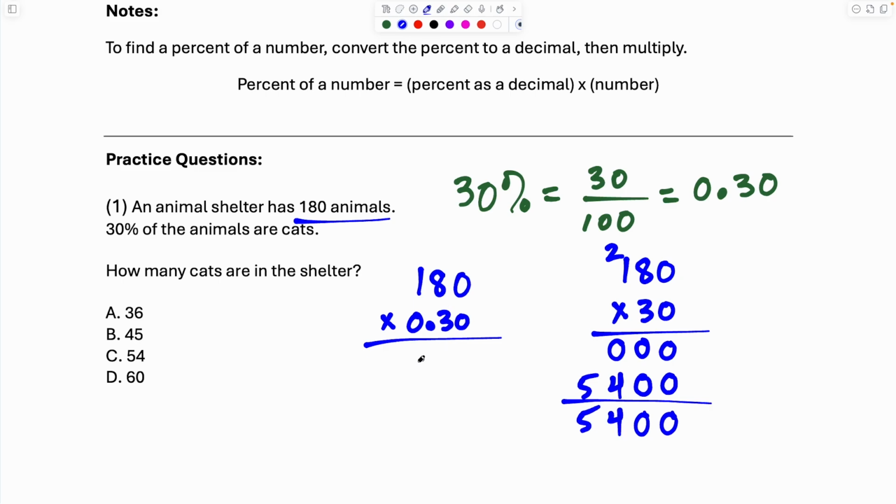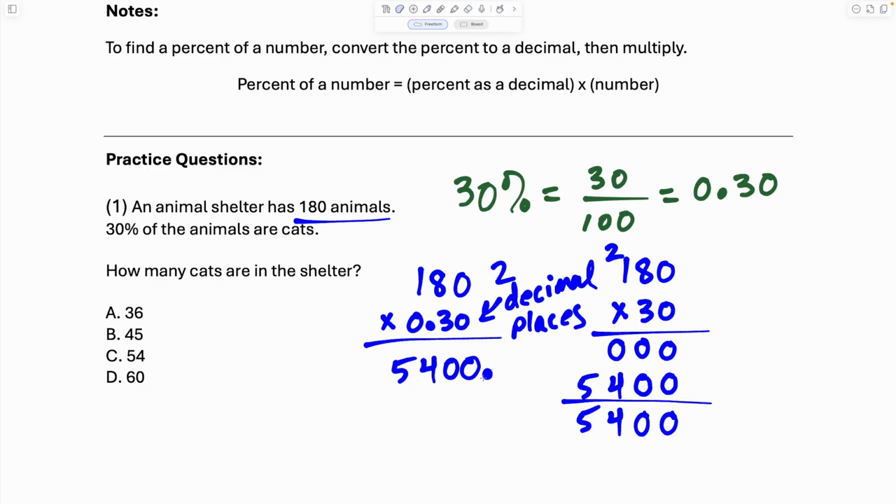But over here, what would be the difference? Well, when we have this number over here, notice that there are 2 decimal places. That means I'm going to take my decimal point and move it 2 spaces to the left. So we would get 54, and choice C would be our answer.